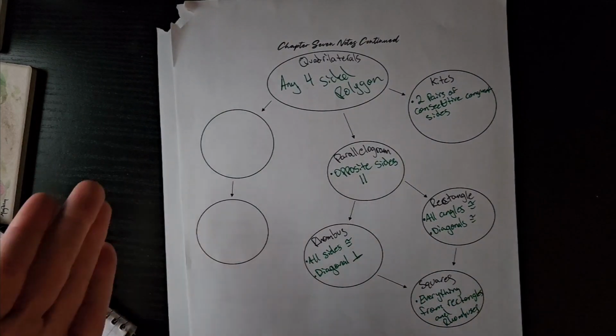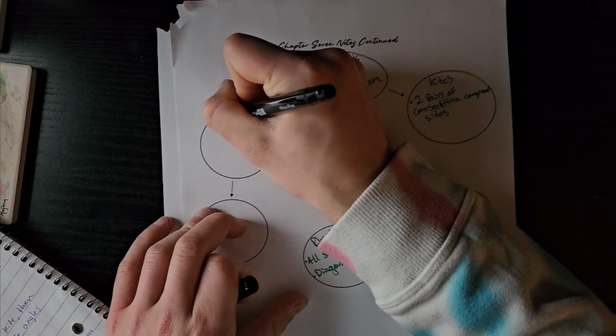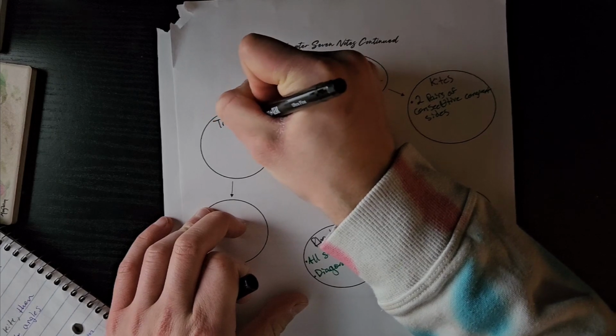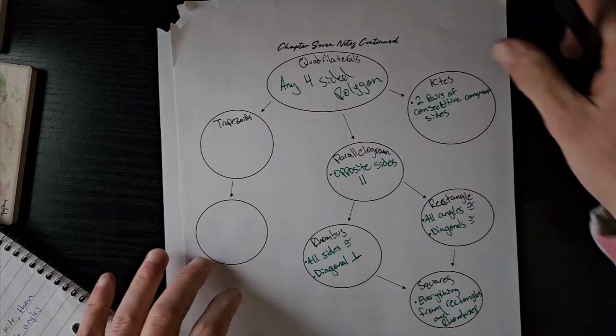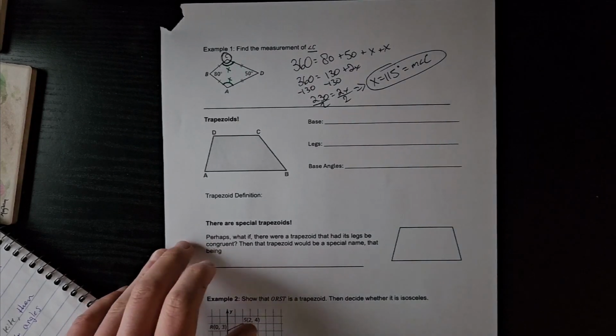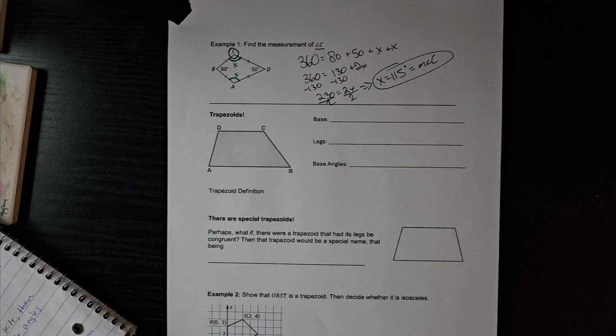The next one, which is the final one, is trapezoids. Hint, hint. I already talked about trapezoids. And we'll keep the other circle down there kind of blank for a second. I gotta go spit out my gum.